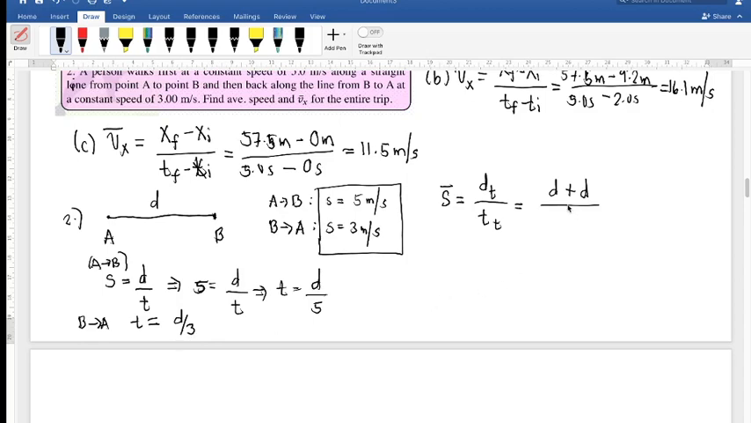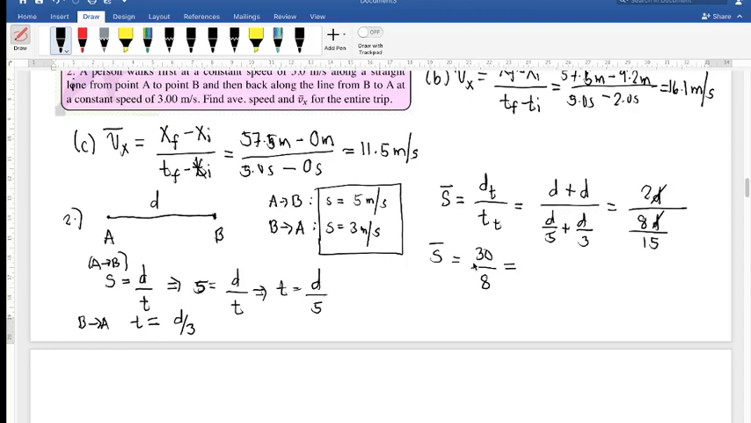So we can put the total time here as D over 5 plus D over 3. So we have here D plus D is 2D, then we have here 8D over 15. Okay, so I combine D over 5 plus D over 3, then cancel D. So what's left is 30 over 8. So the 15 reciprocal, then proceed to multiplication.